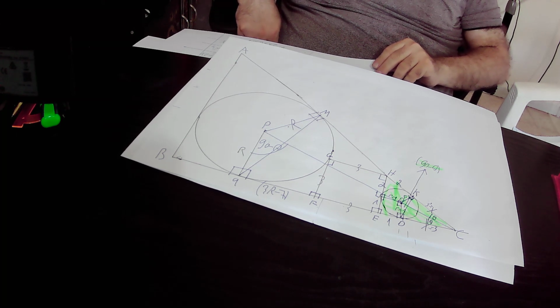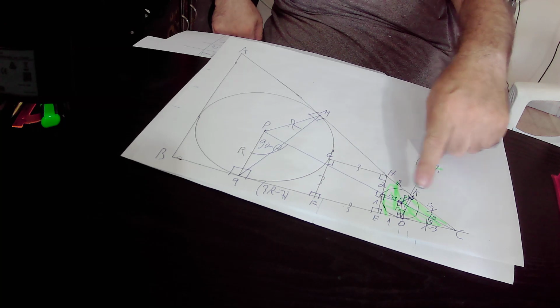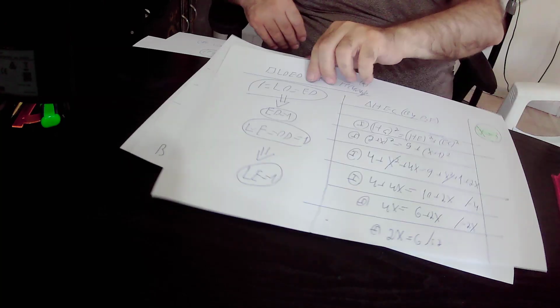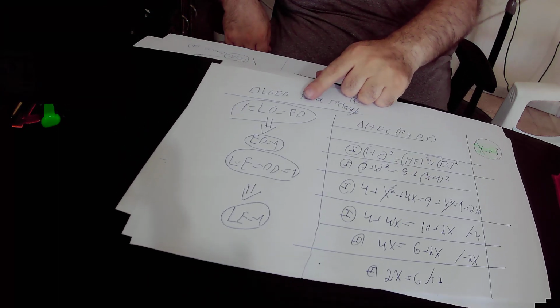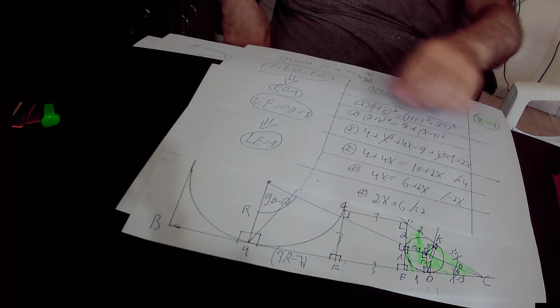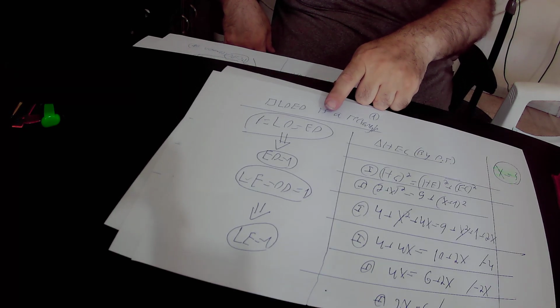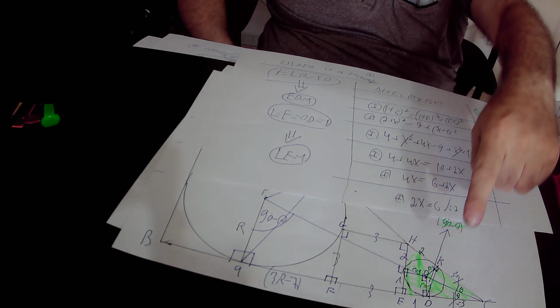And we know that the opposite sides of a rectangle are equal to each other. That is to say, LO is equal to ED. But we know that LO equals 1 unit. It is the radius of the circle. So from this equation, 1 equals LO equals ED, we derive that ED is also equal to 1 unit.